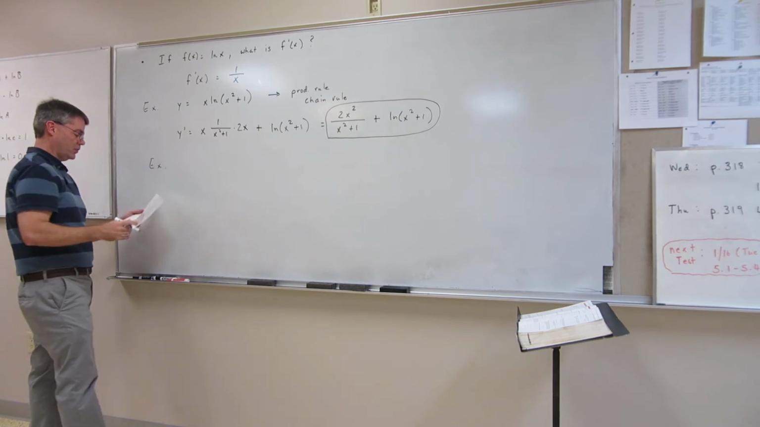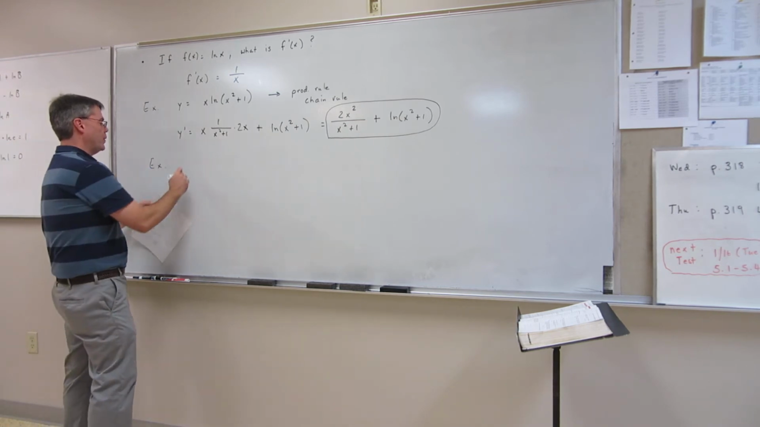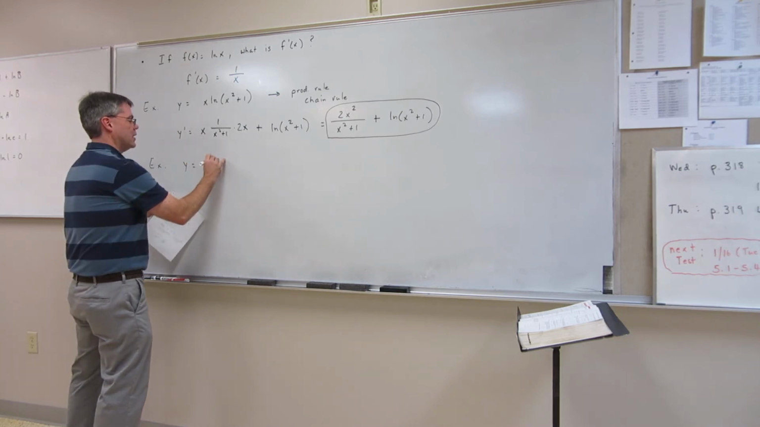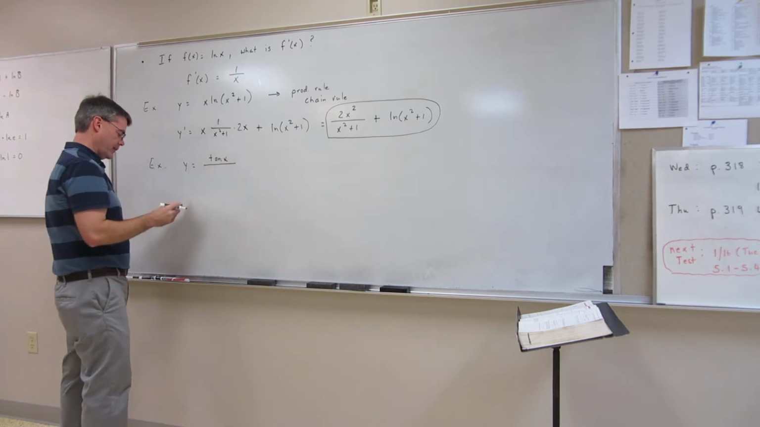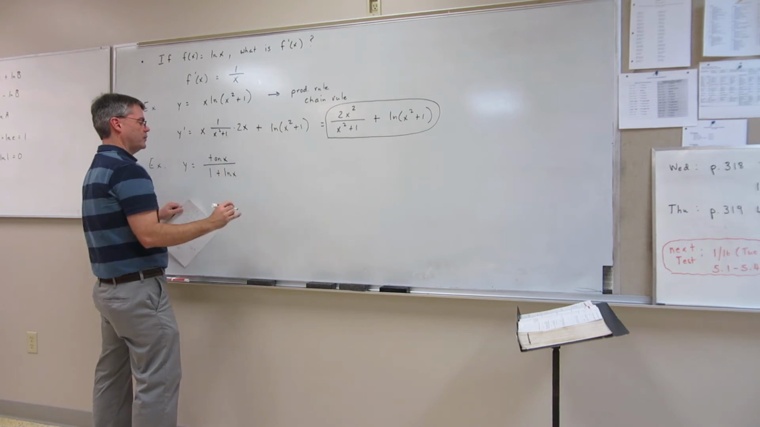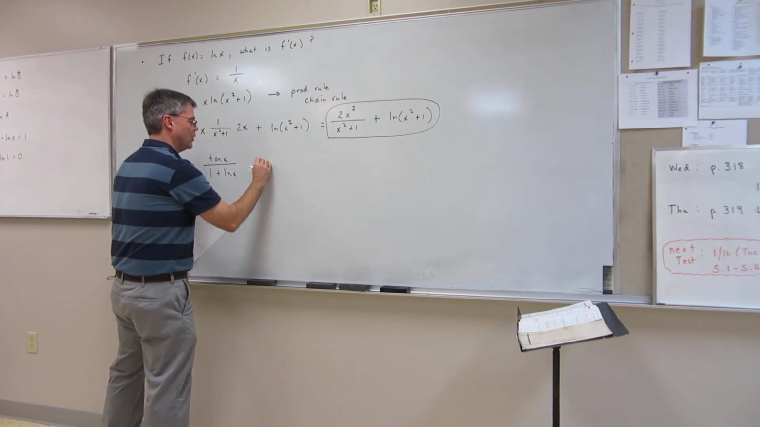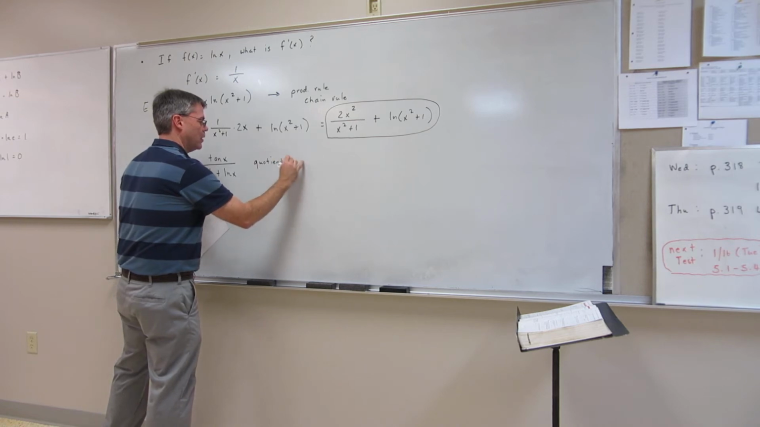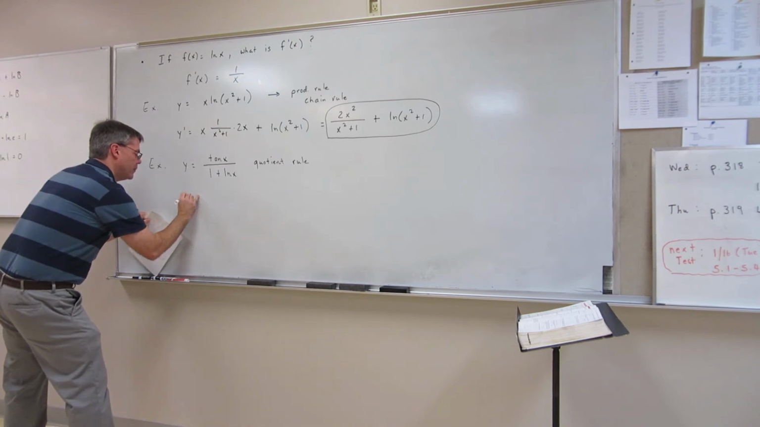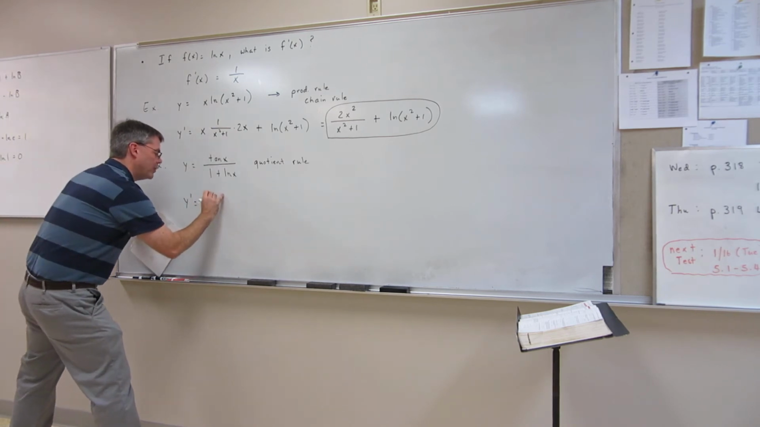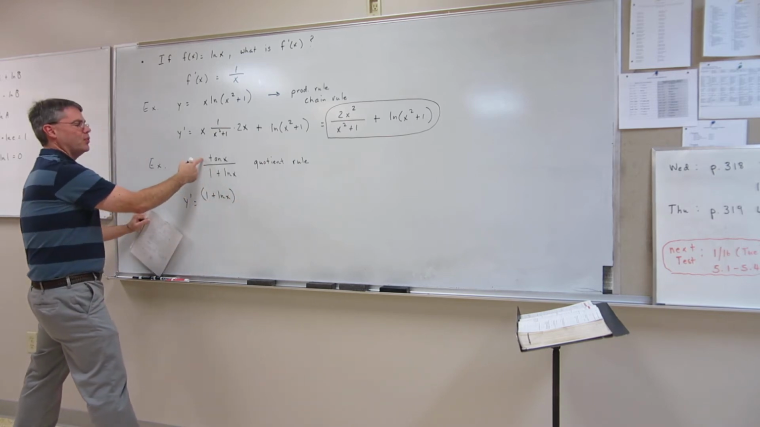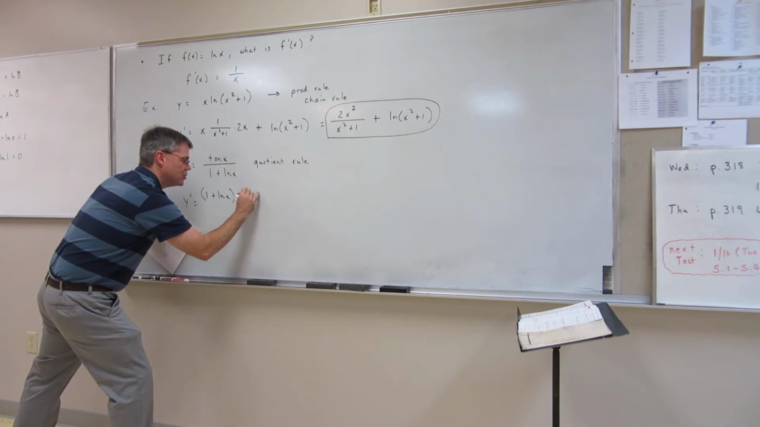Alright, the next example, we have y is equal to tangent x over 1 plus the natural log of x. Okay, so this will be a quotient rule. Alright, so y prime will be the bottom, 1 plus the natural log of x, times the derivative of the top. The derivative of tangent is secant squared x.